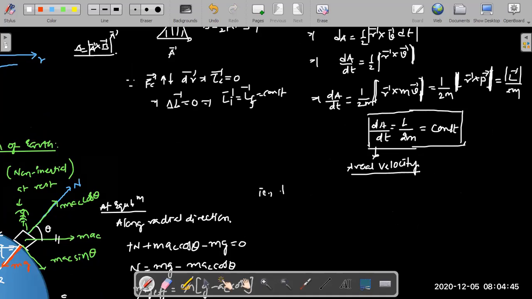That means the planets cover equal areas in equal intervals of time.